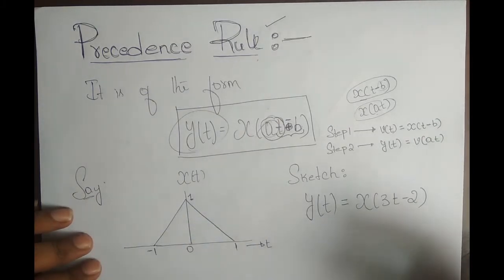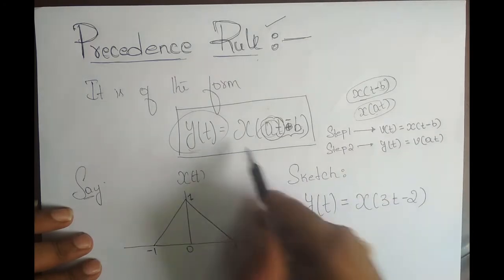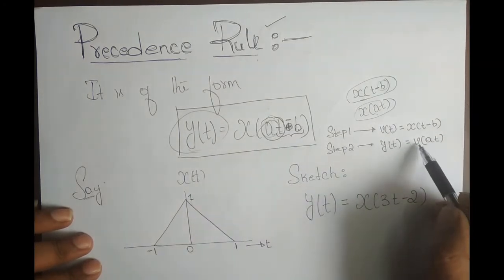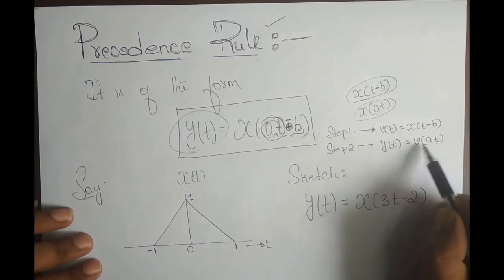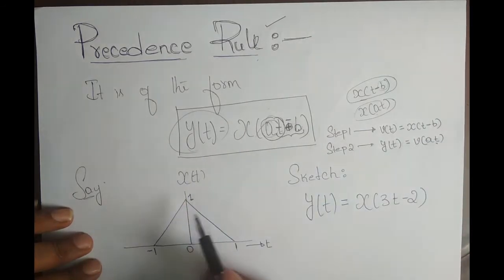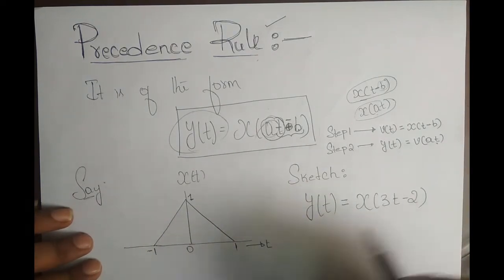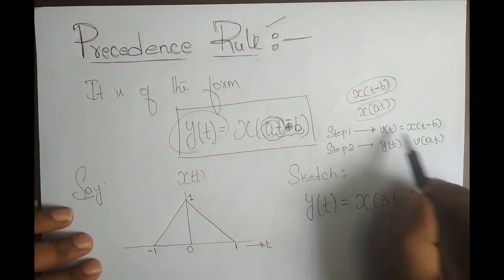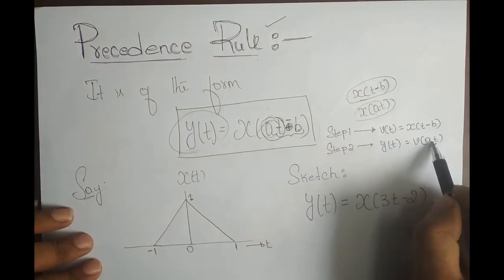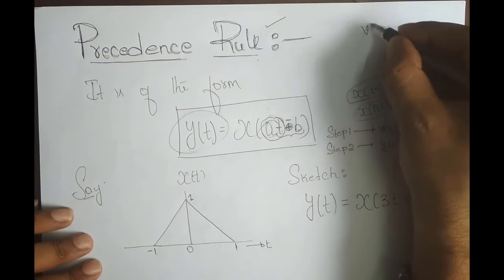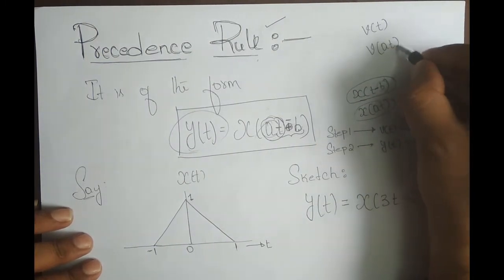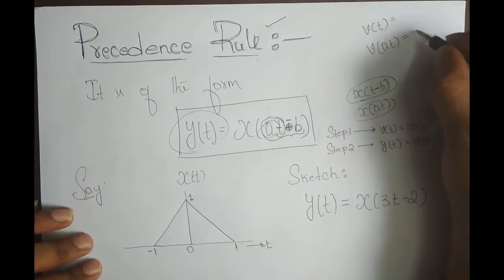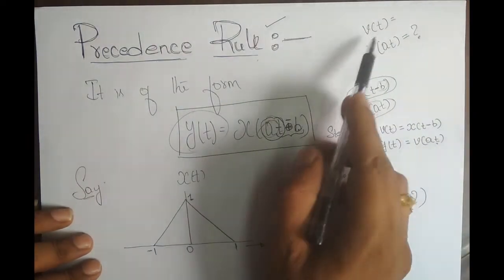Now you might ask me, sir, what we needed was x of at minus b, and what you have sketched is v of at, and you are calling it y of t. Whether this v of at is equal to x of at minus b? Yes or no? Shall we check it? So if I know v of t, how do I get v of a into t?